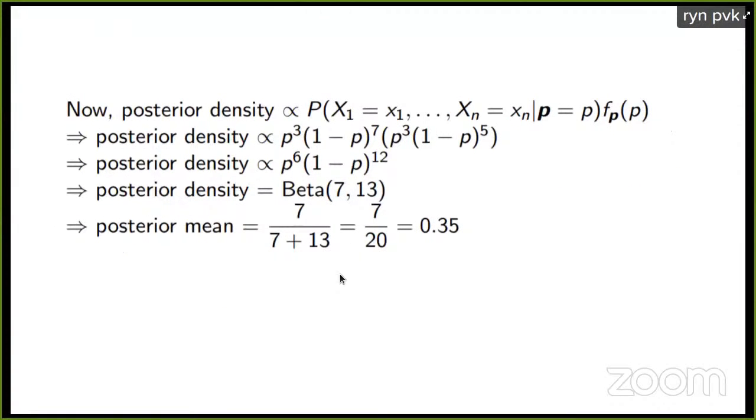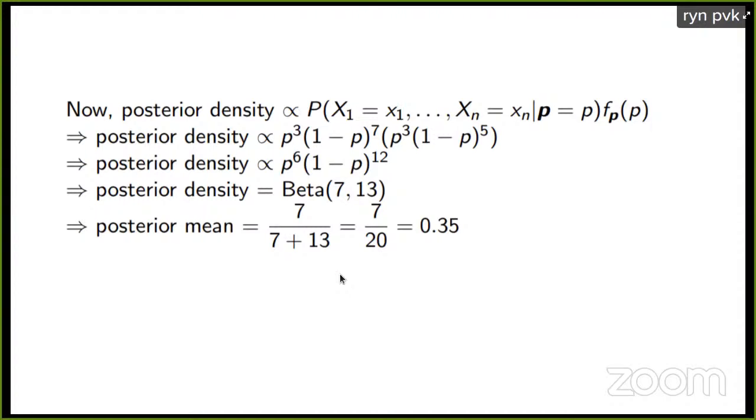Now, the posterior density is directly proportional to likelihood into the prior density. What is the likelihood? I know that 3 out of 10 people win the game. So p to the power 3, probability of success, into 1 minus p to the power 7, into the prior density, which is p cube into 1 minus p to the power 5. If you multiply everything, you get p to the power 6 into 1 minus p to the power 12.